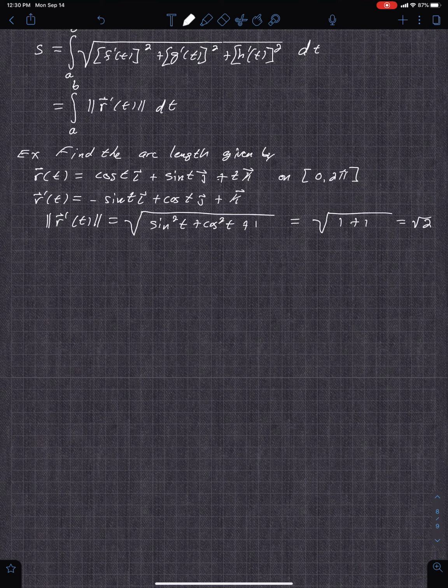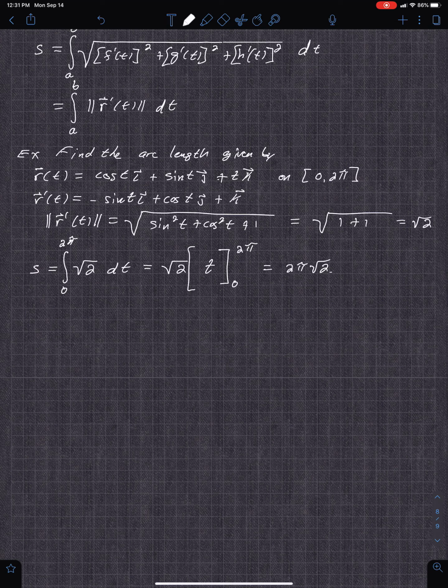Usually we use s for arc length. So s is the integral from 0 to 2 pi of root 2 dt, which is equal to root 2 times the integral, which is just t from 0 to 2 pi. So that's 2 pi minus 0, so it's just 2 pi root 2. Okay.